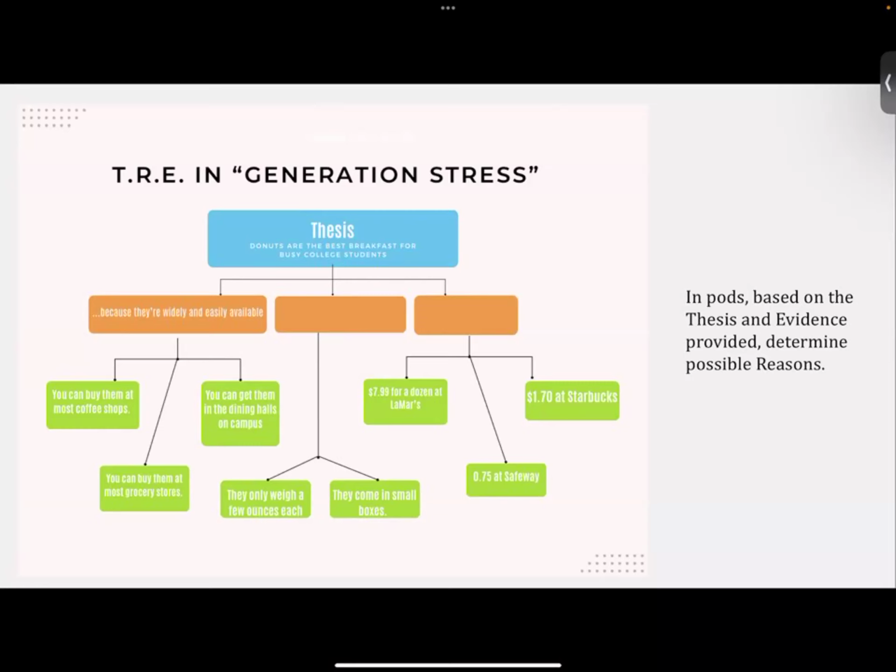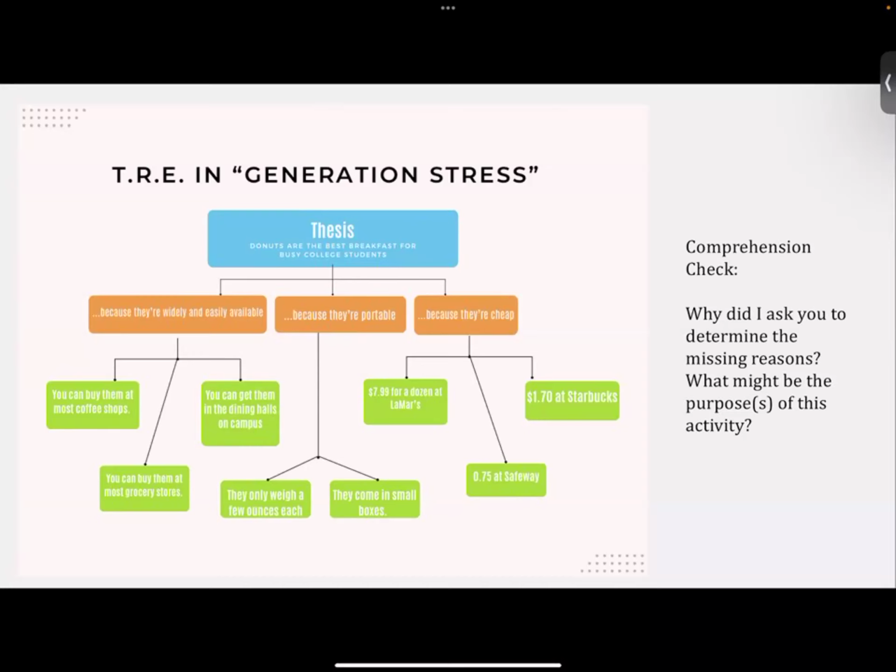Donuts are the best breakfast for busy college students because they're widely and easily available. Notice that I've emphasized that "because," which is returning to the idea that you can always frame your reason as a "because," which extends from that thesis. Reason number two, because they're portable, right? Only a few ounces each, small boxes. And reason three, because they're cheap, $7.99 for a dozen.